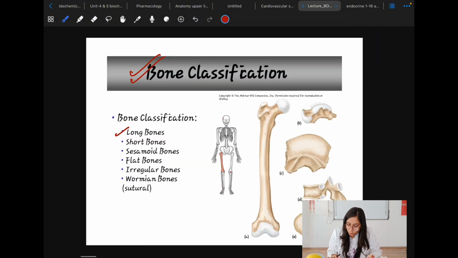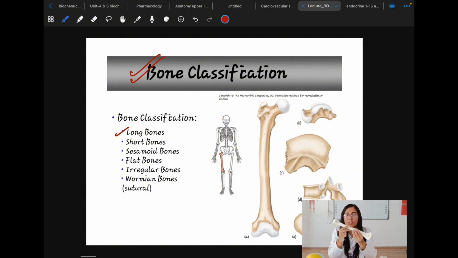So in the next slide we will discuss the bone classification. The basic classification of the bone is based upon the structure, the size and its functioning. The basic classification is the long bone, the short bone, sesamoid bone, flat bone and the irregular bones. Considering the long bones, the first example of a long bone is the humerus.